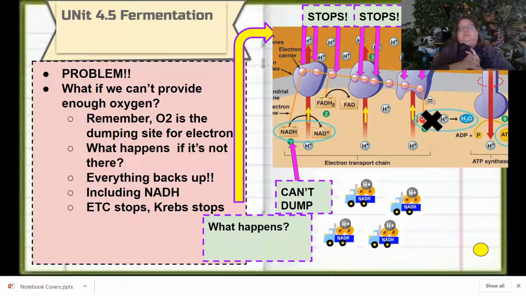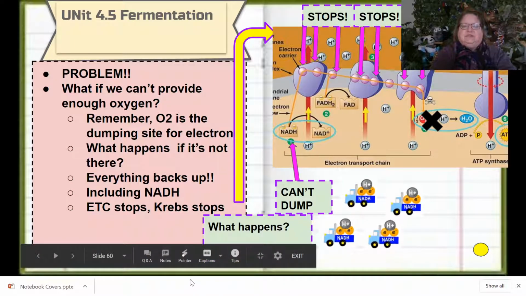And it has to do with the fact that oxygen is at the end of our chain. And the reason I asked you to think about an assembly line, what happens in our assembly line if the last step isn't there? And I hope you kind of think about that. Everything starts backing up. And that becomes a problem because if you have an assembly line that is supposed to be accomplishing something, and the last step isn't there, then you're not accomplishing that. And so here's why this is a problem.